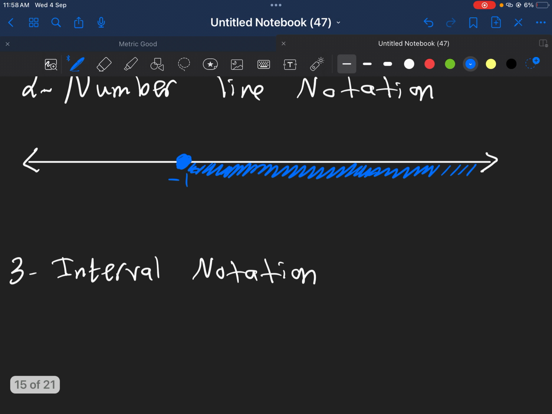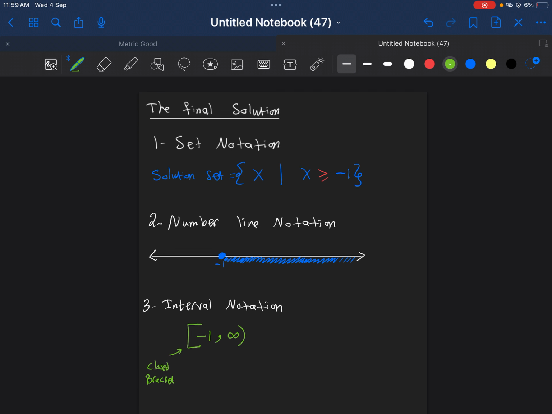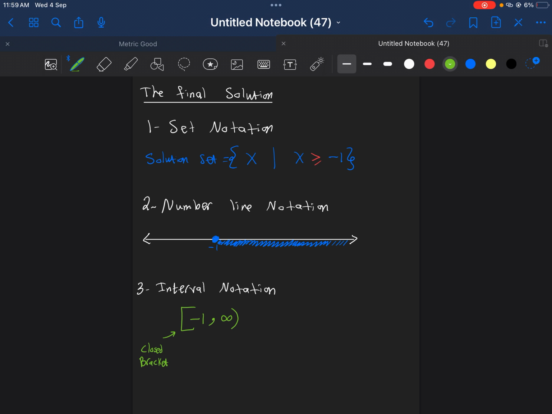Now, the interval notation usually follows from the number line. My number line starts at negative 1 and it ends at infinity. Is infinity included? Usually the standard thing is we always write an open bracket for the infinity. Now, is negative 1 included? The answer is yes, so we have to write it as a closed bracket. And those are the 3 types that we need to work on.